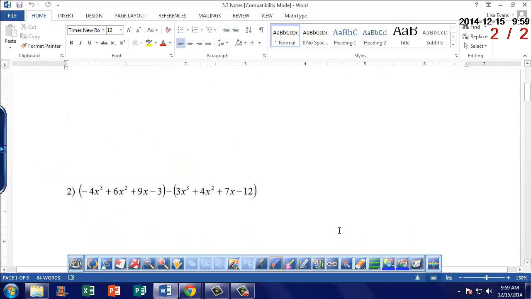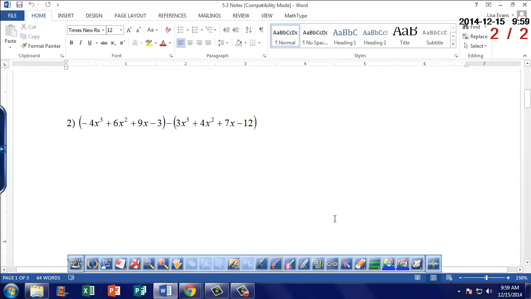We need to be a little bit careful with subtraction because what I like to do is add the opposite. I just think it's easier. So the first thing you'll see me do is I'll change the sign to addition, and I'll change the sign of every single term in the second parenthesis. Then I'll go ahead and match up those with the first polynomial that I'm adding.